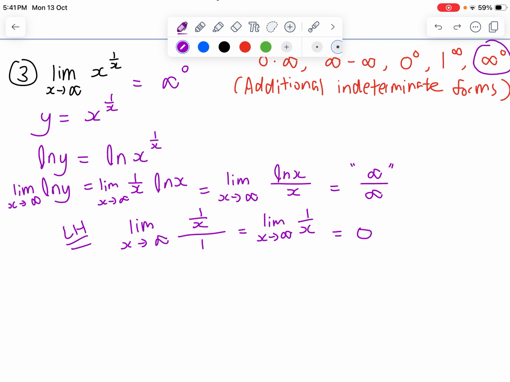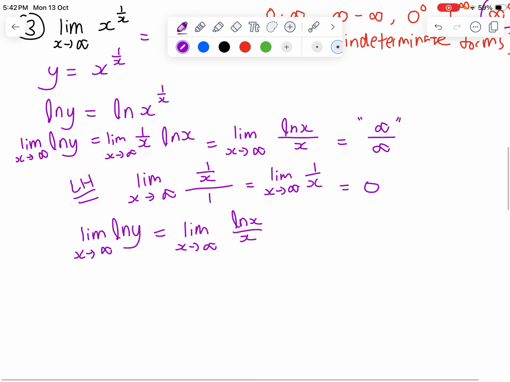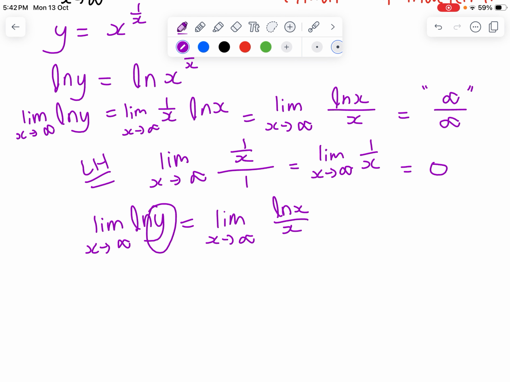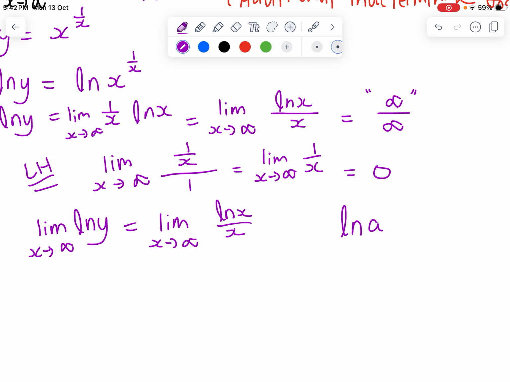But remember, we are not done yet, because this is in the form of ln of y. So now we want to convert that back so that y is by itself. Recall that the limit as x approaches infinity of ln of y is equal to the limit as x approaches infinity of ln of x over x. What we want is y. So remember the basic rule of ln: if ln of a equals b, that means e to the power of b equals a, right?